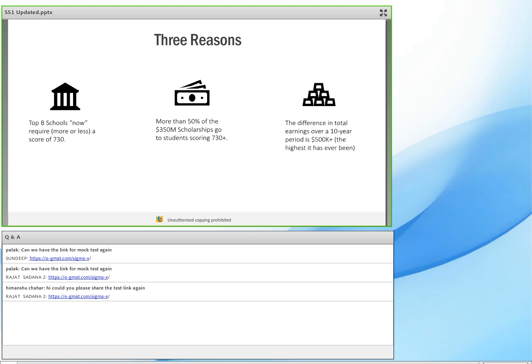And the third reason why you should aim for that is because there are options to get into tier 2 B schools if you get a lower score. I mean, they do. A 680 will still get you a decent MBA. But if you look at the delta in total earnings over a 10-year period between graduating from a top B school versus a tier 2 school, it's about $500,000. It's the highest that it has ever been. And my personal hypothesis is that that delta is going to increase even more, given the economic situation that we are in.